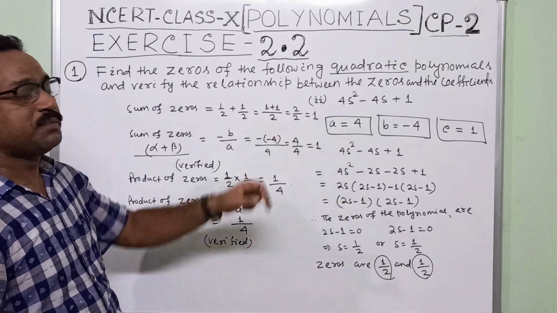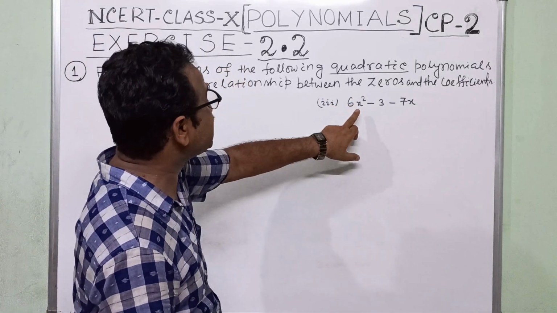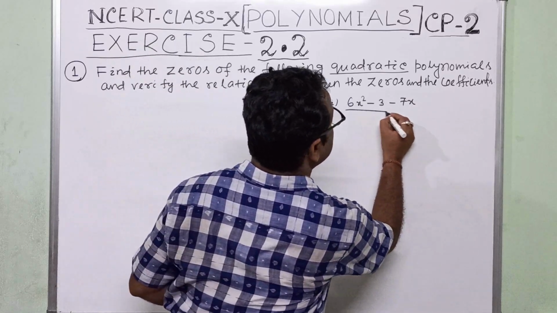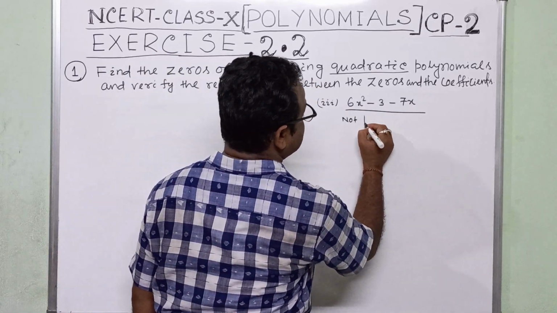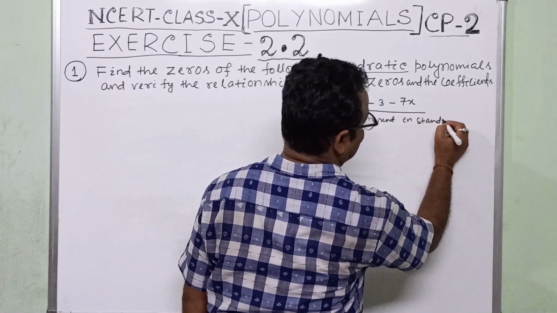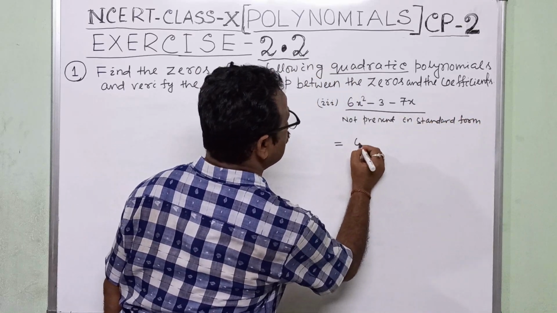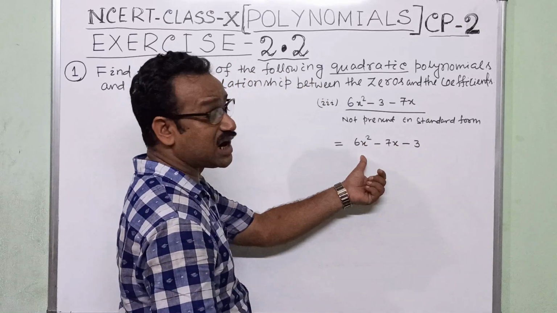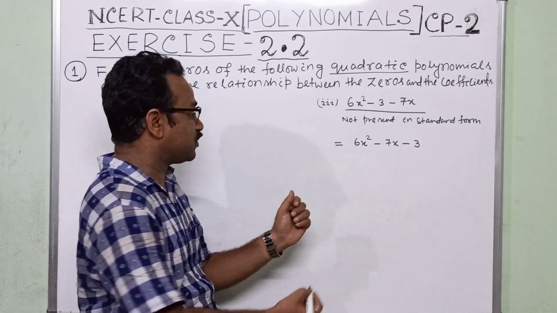So now we'll move on to part (iii). What is given? 6x square minus 3 minus 7x. So it is not given in the standard form. We can write that as 6x square minus 7x minus 3. The standard form is ax square plus bx plus c.